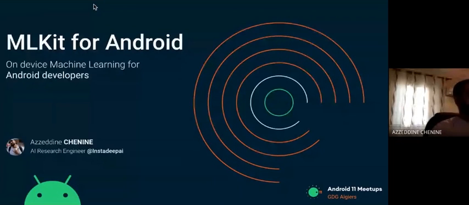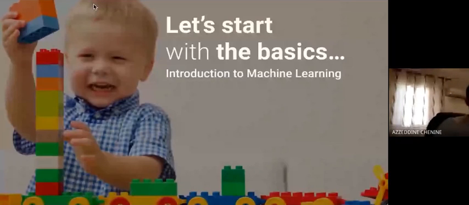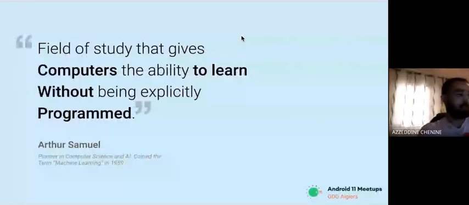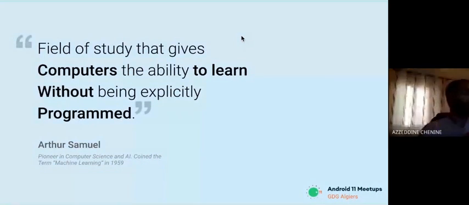So let's start. Before we go through our main topic for today, which is ML Kit, we need to start with a bit about the basics. And the basic for today is what machine learning is and what relation it has with our talk. The proper definition for machine learning is the field of study that gives computers the ability to learn without being explicitly programmed.